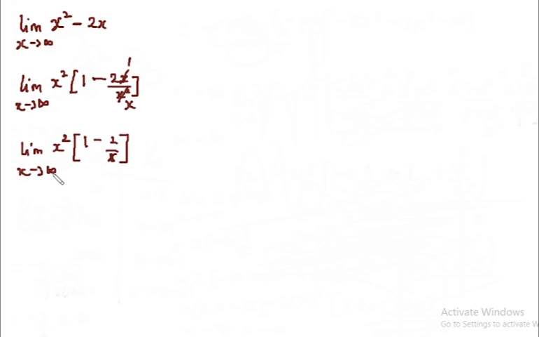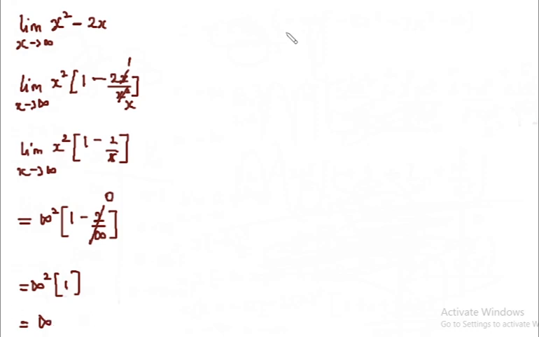Now remember, my next step is to plug in my infinity value. So I'll get the limit as x approaches infinity. The limit as x approaches infinity is infinity squared, open bracket, 1 minus 2 divided by infinity. Because we have 2 over infinity, if we have a number so big, this number will be approaching 0. So this will be 0. And then this will be equal to infinity squared times 1. Infinity squared is infinity times 1. That's infinity.